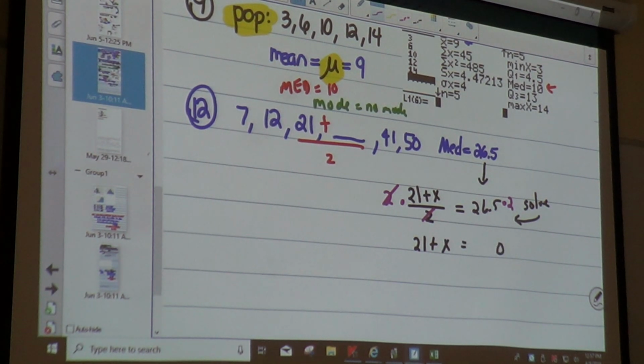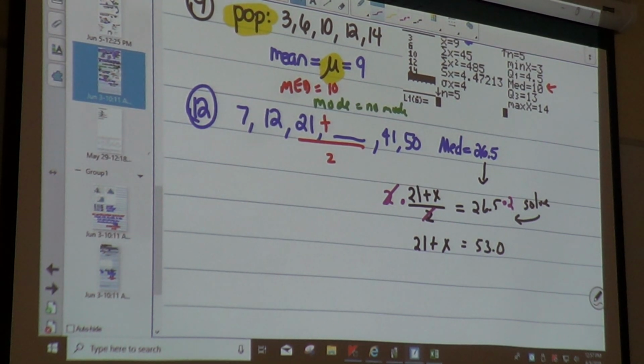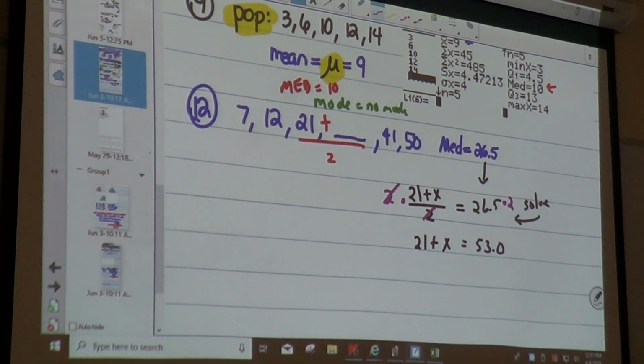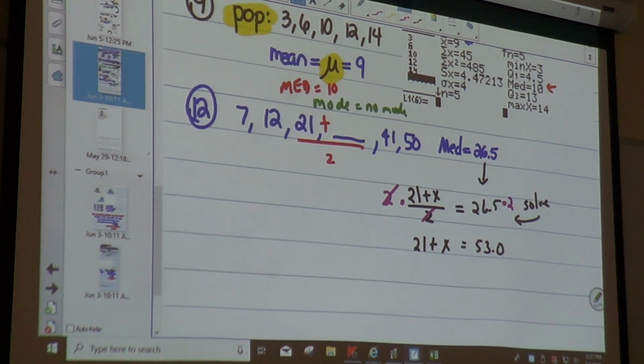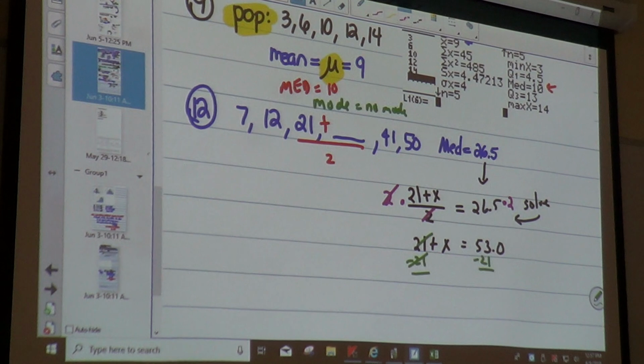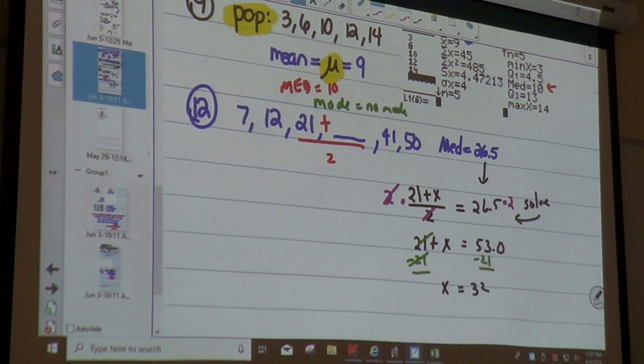What does that give me on that side, somebody? 53. Now that the hussy's gone and it's just me and him, I can get rid of him. So what do I need to do? I need to subtract 21, subtract 21. So x is going to be 32.